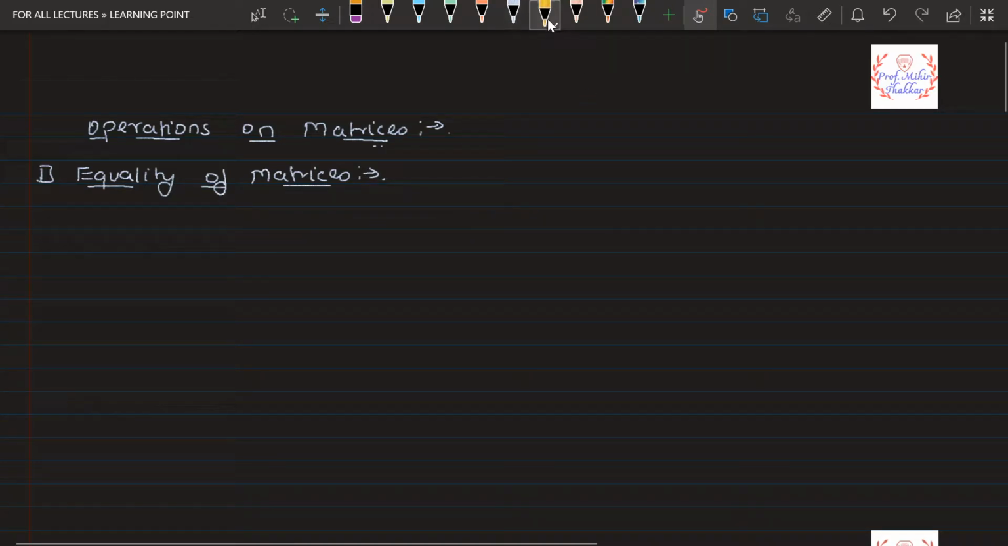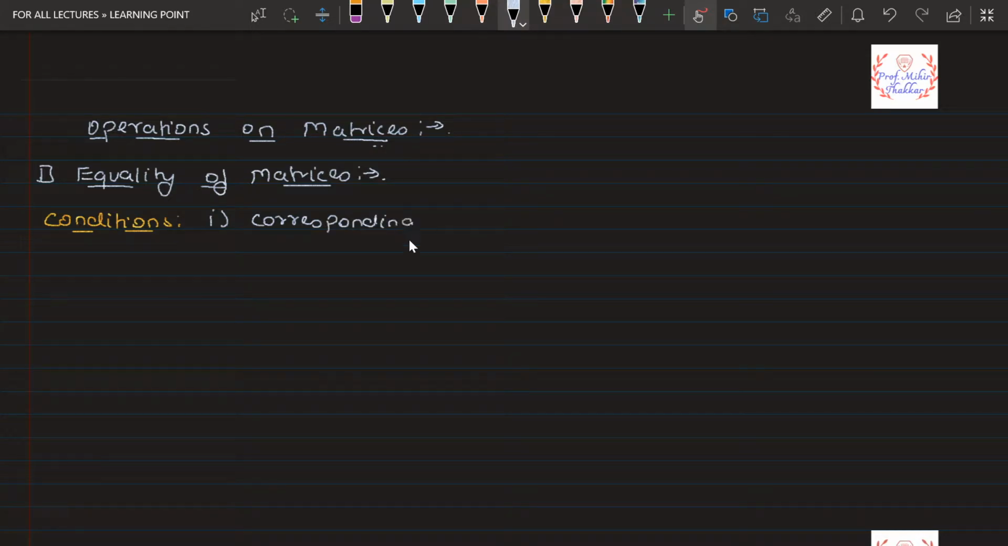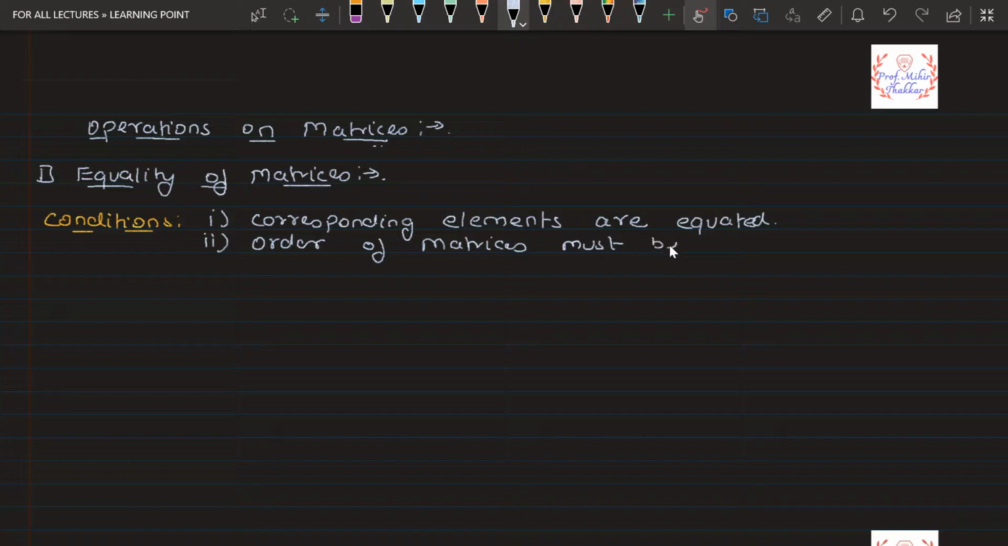When we talk about equality of matrices, there are two conditions. Condition number one, corresponding elements are equated, and the second condition is that order of matrices must be same.